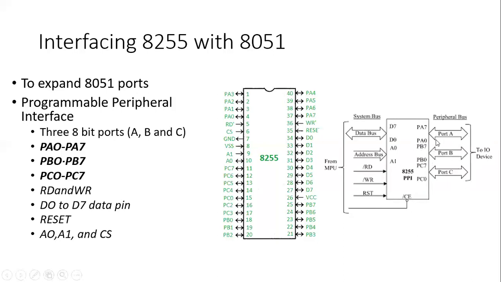So probably in a microcontroller you have only one port left after using all the other ports for some other applications. Then by using 8255 you can expand that one port into three ports, and you can connect three peripherals to it so that they can function in parallel. I basically use it to expand the 8051 ports.